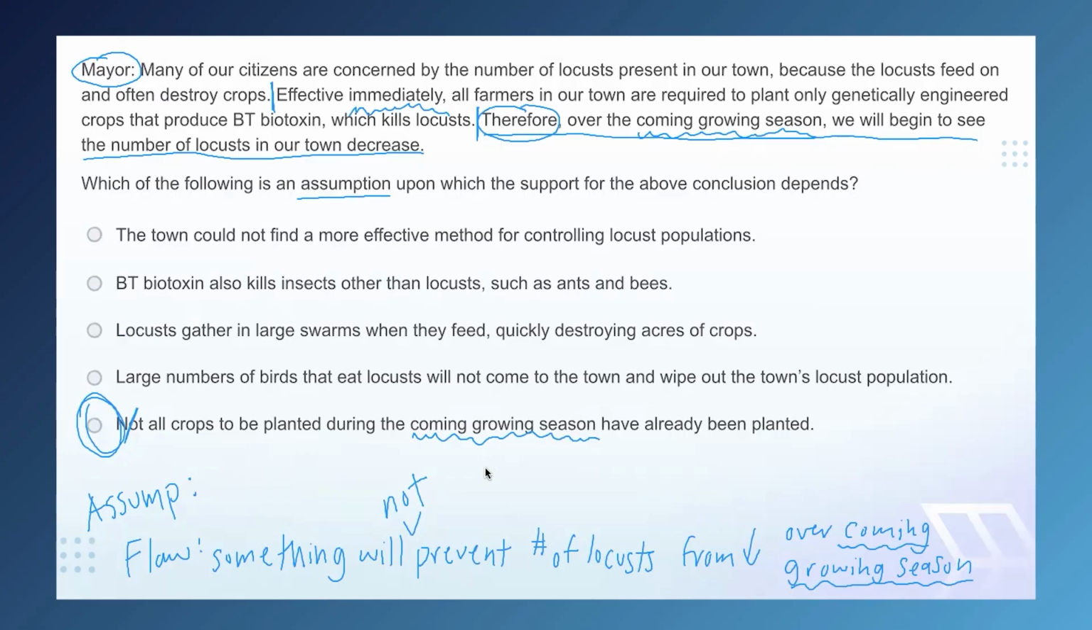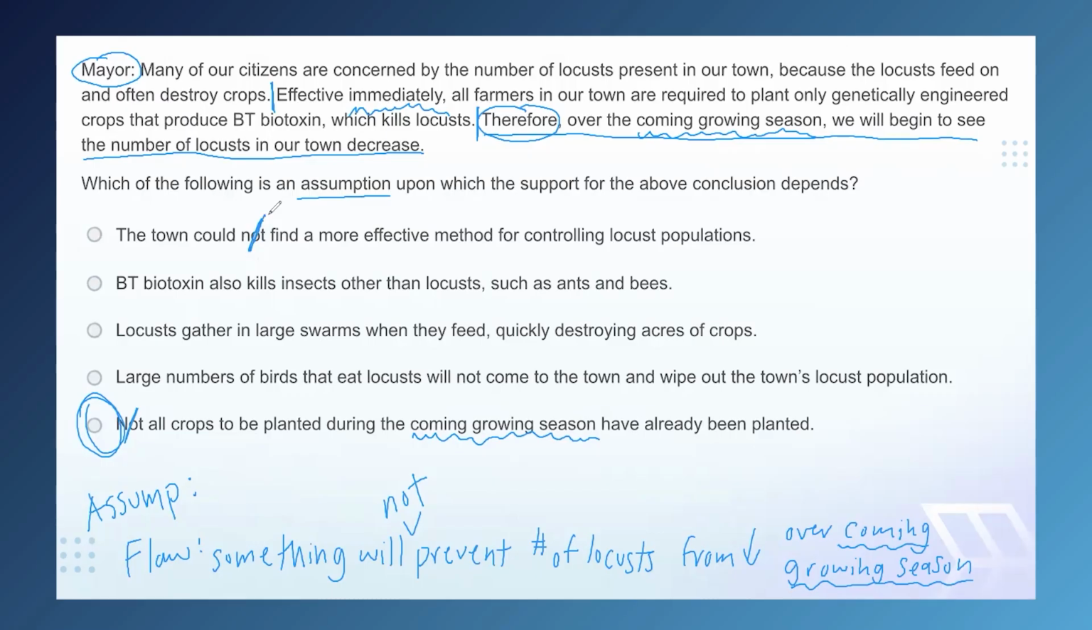But let's say we didn't do that scan, or let's say maybe we didn't notice that the coming growing season was in our prediction and in our conclusion. Well, we can still get through our wrong answer choices by process of elimination using our prediction as a guide. All right, starting with A, the town could not find a more effective method for controlling locust populations. If you're a little confused by that, let's go ahead and negate to see if that's our flaw.